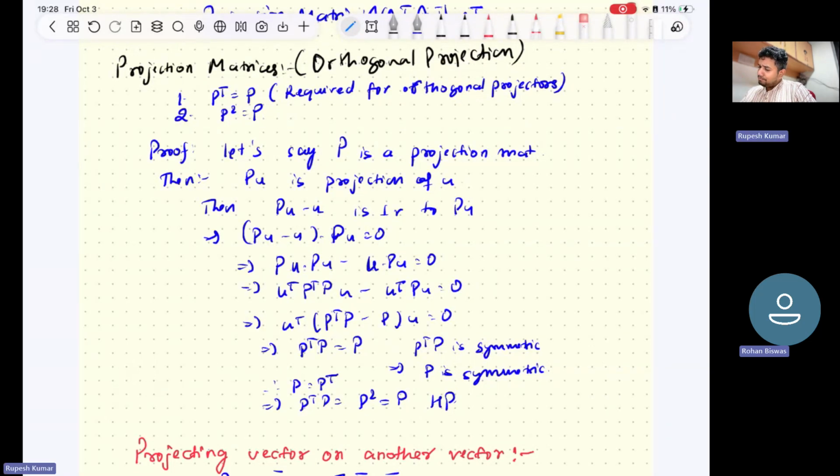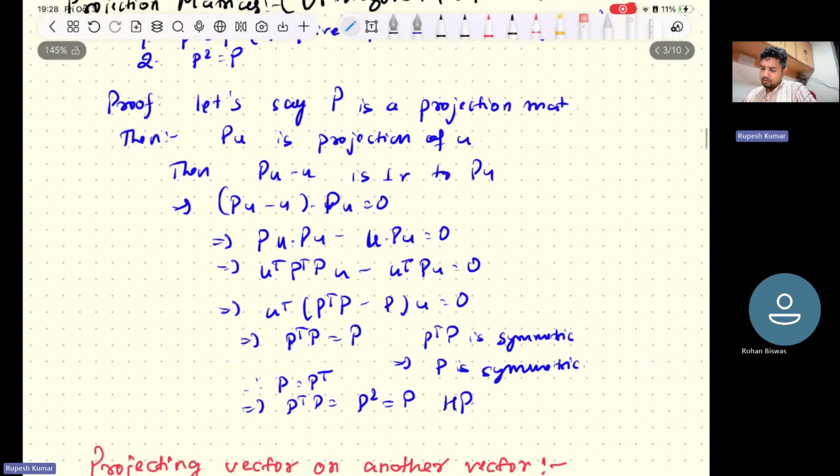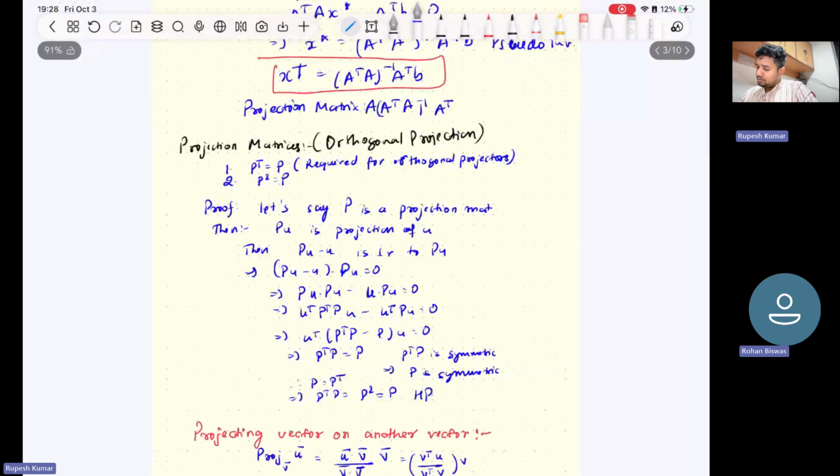So how can P transpose equal P? It is only for orthogonal projection only. Yes, sir. So that was not coming very naturally to me. I just computed it and found out that P transpose is indeed P, and that's why by definition we call it a symmetric matrix. But how does symmetricity arise from orthogonal projection? Maybe we can visualize it.